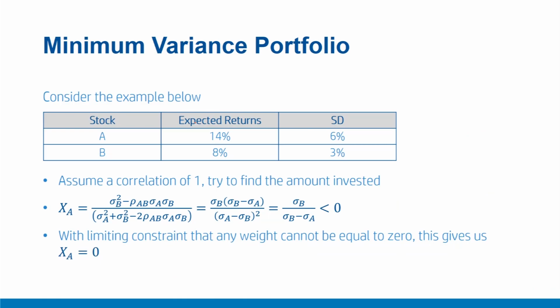Now let us assume a correlation of 1 exactly, rho AB equal to 1, and then try to solve this. In that case, when we do that, we find XA is less than 0. In the absence of short selling, which is not a practical thing here, and therefore the limiting constraint that any weight cannot be less than 0, this gives us XA equal to 0 because we are assuming that XA cannot be less than 0.